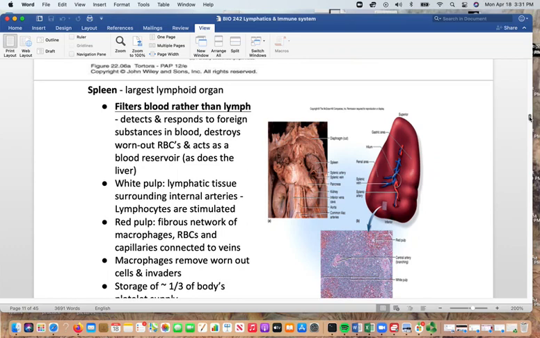So the white pulp is going to be the lymphatic tissue that's around the internal arteries. Lymphocytes are going to be stimulated here. The red pulp is the fibrous network of the macrophages and red blood cells.